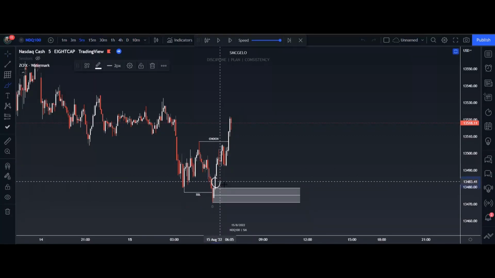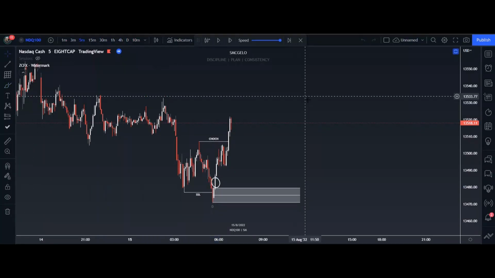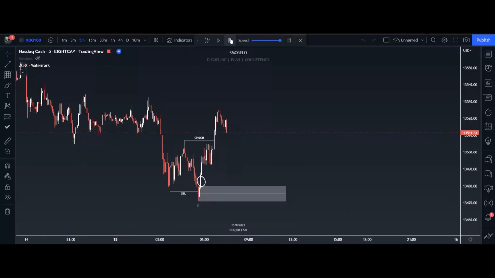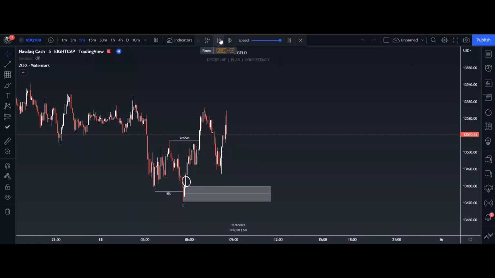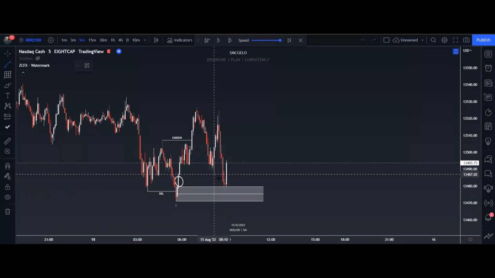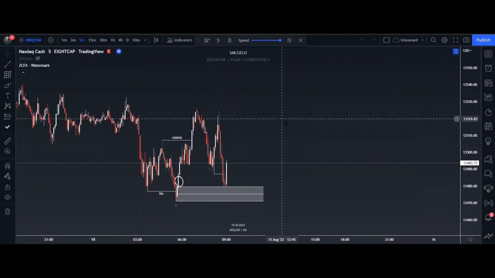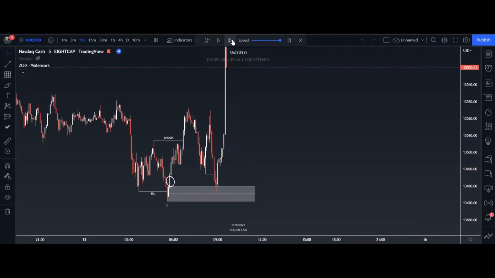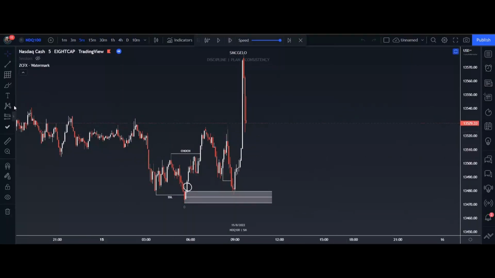Got a gap right here. It's a little bit more confirmation that we should take this trade. We wait. We have liquidity formed right here, also being swept. And look at that. Okay. It's simple, it's sweet, you know.